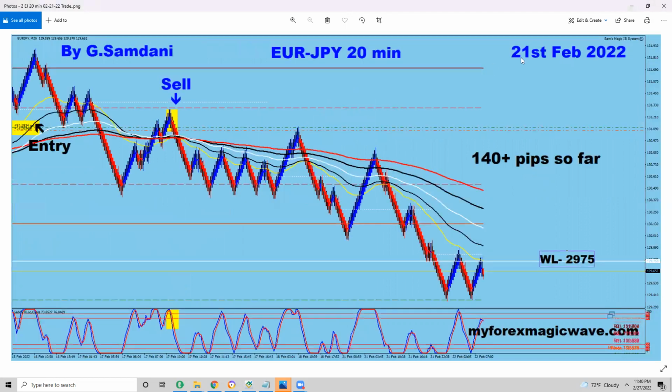The next trade was the same day, the 21st. It is a Euro Yen 20-minute chart. I use 20-minute charts for my entries only nowadays. So, sell order here, 140 pip. Obviously, this is like 3 days' worth of trade, because I knew that the euro was going to get a lot weaker. So I was holding all euro trades.